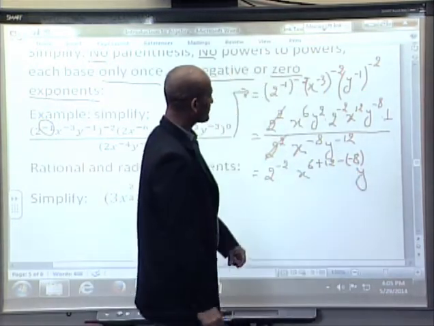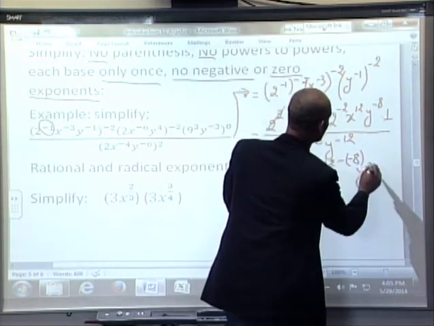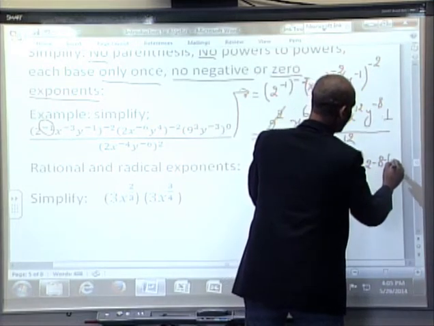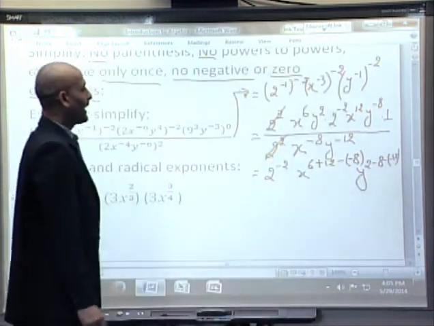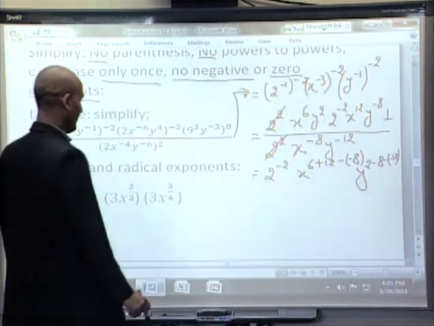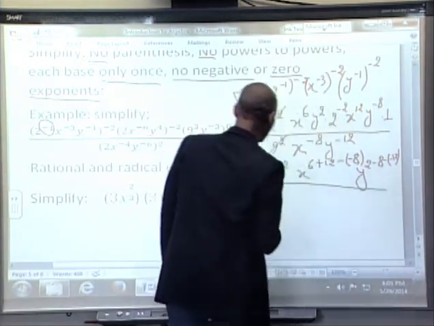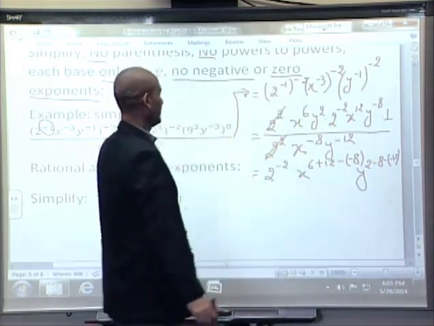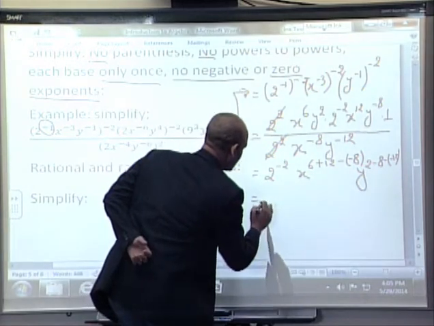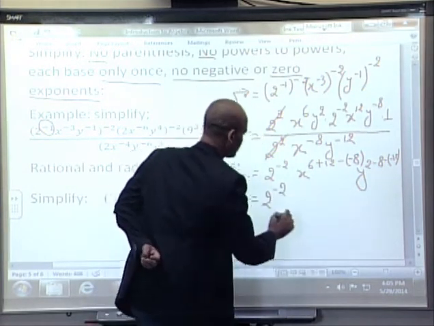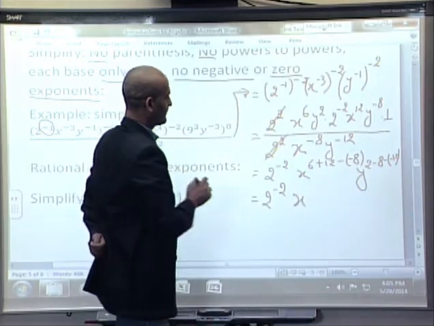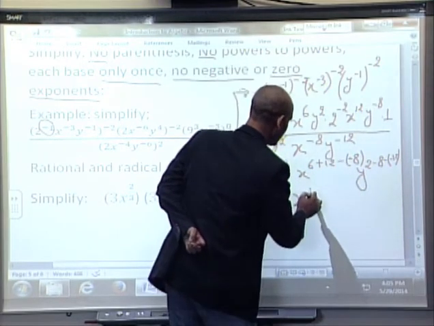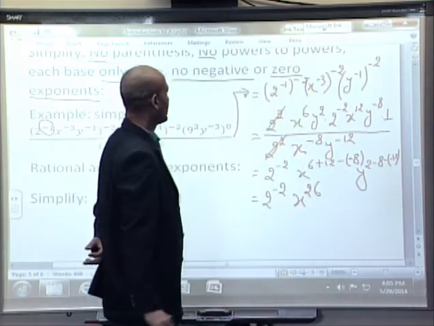So y now, y raised to the, here is 2 minus 8 and minus of minus 12. 2 minus 8 minus of minus 12. Dividing is already done, sorry. Now, this is equal to 2 raised to the negative 2, x raised to the, how much, 6 and 12 is 18, minus and minus is plus 8, 18 plus 8 is 26.